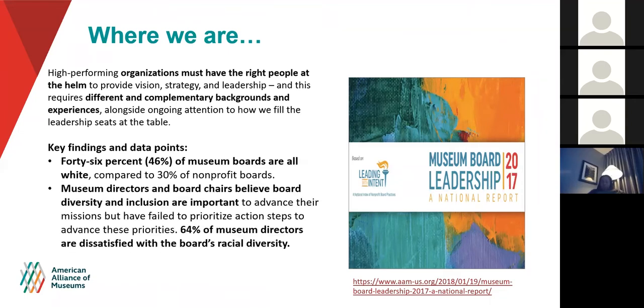But the good news also embedded in this report is that museum directors and board chairs believe that board diversity and inclusion are important. In fact, 64% of museum directors are dissatisfied with the board's racial diversity. And we see this reflected in things such as the participation that we're having in this call today. So while we do know that there is a challenge, there is renewed and new interest in attacking this challenge.